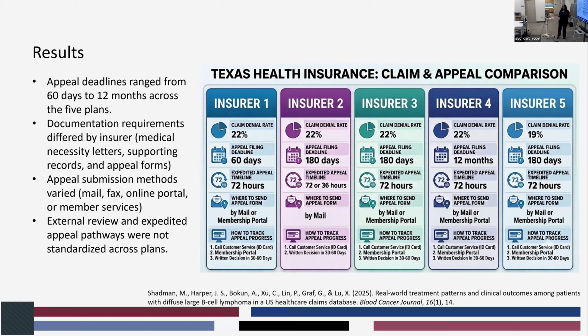The only thing that is the same about the appeal form is that it says appeal. And of course, you can either do it by mail or membership portal. And when it comes to mail, that's another time constraint as well. And then of course, how to track your appeal. You would have to look at your membership portal or call customer service and stuff like that. And of course, another time constraint is the written decision, which also takes 30 to 60 days.